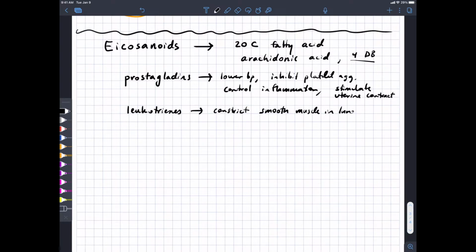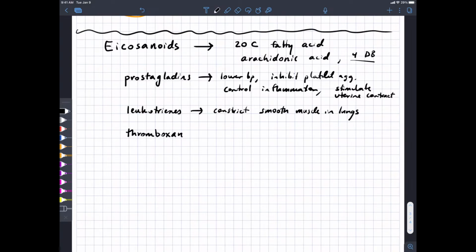And so some of the anti-asthma meds target leukotriene function. I'm not sure if they inhibit leukotriene synthesis or inhibit its action, but that's one of the ways that you can help relieve asthma. Another class of molecules is called thromboxanes.